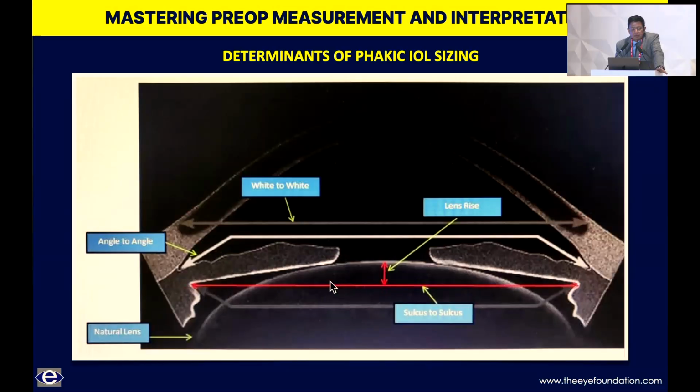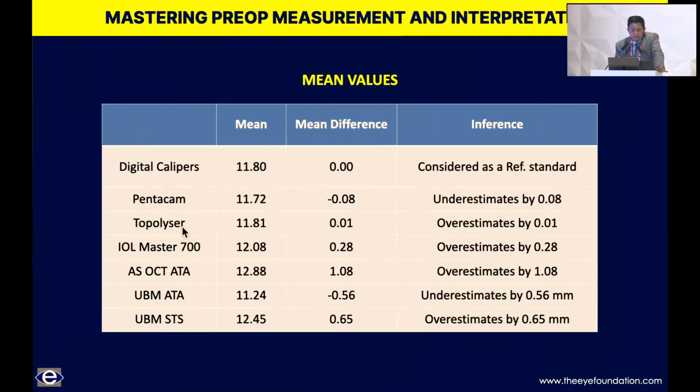With most UBMs, the problem is that the sulcus itself is an ill-defined area. If you have the same person measuring one eye of the same patient at two different times, sometimes you get two different readings. So it's important that, as of now, we stick to the white to white, though artificial intelligence based formulas are coming into vogue as far as sizing of these lenses is concerned. And as I already mentioned, digital calipers is the gold standard.